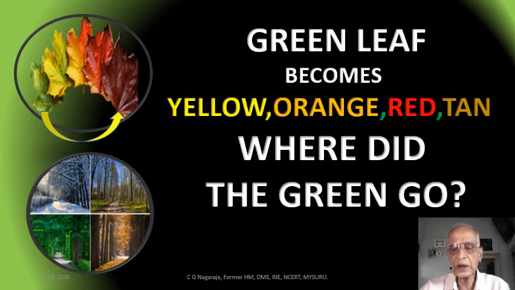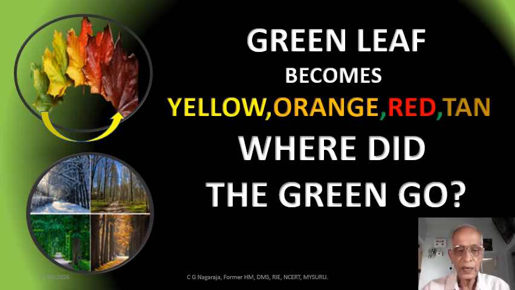You have seen green leaves, but sometimes green leaves will become yellow, orange, red, and tan. The question arises, where did the green go? Look at the left side. I have given the images: a green leaf gradually turning to yellow, then something like a pink, then ultimately to tan. How will these things happen in a living plant?